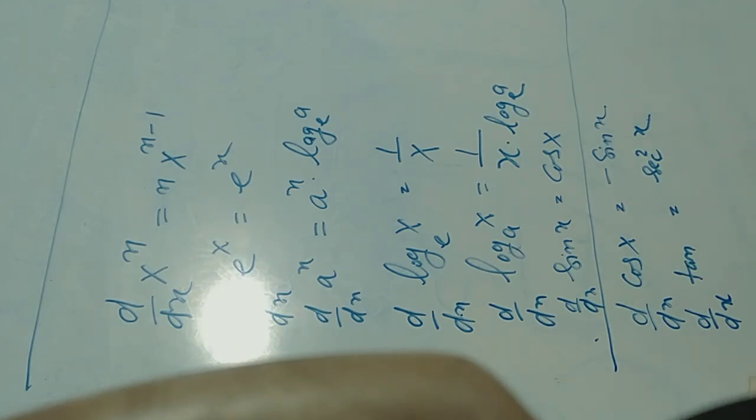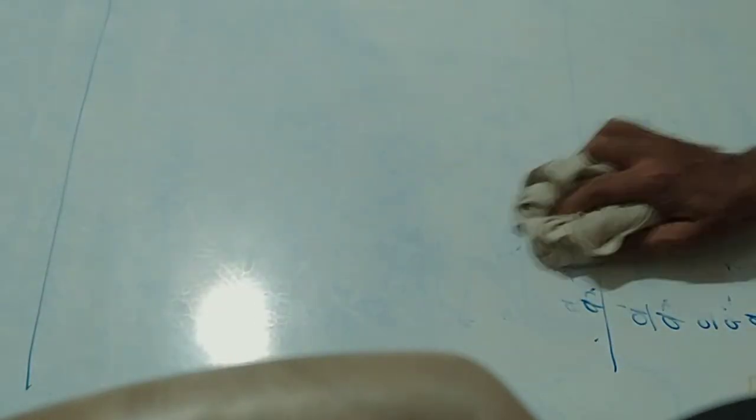d/dx of cot x is equal to minus cosec square x, right? Dear student, now I will discuss other formulas. These are very important, you should care about this one.